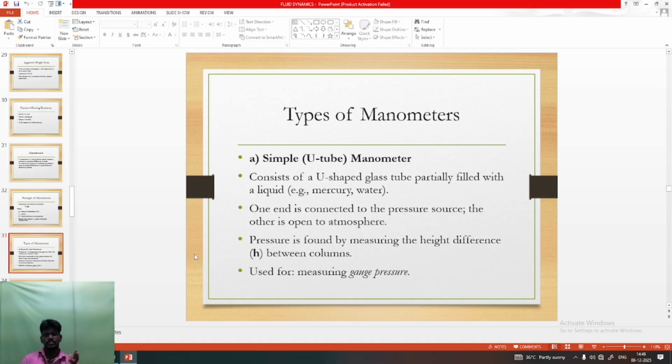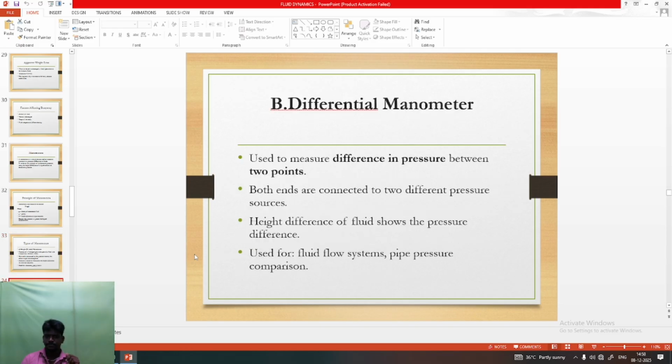The difference is, if the pressure at H1 is 10 and H2 is 20, we get the pressure value of 10. Okay, this is the height difference between the two columns. It is used for measuring the gauge pressure value. We get the gauge pressure value from the simple U-tube manometer.